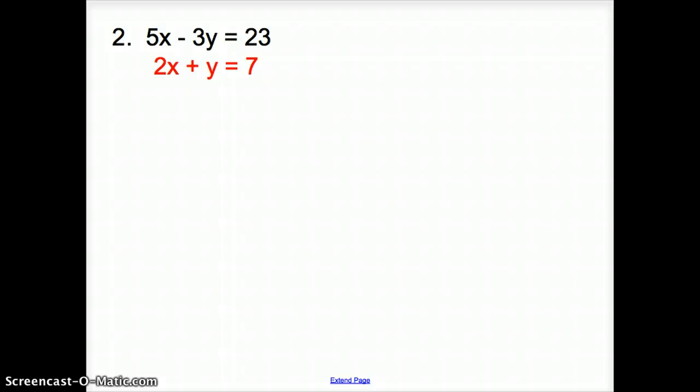Number 2, now we're still using substitution. Sometimes these things won't be solved for. So we have to solve for our variable. So I'm going to look at this red equation. See where this y is by itself? Well, or y is not being multiplied by anything, I should say. I'm going to take this equation and solve it for y. So here I'm just going to subtract the 2x over to the other side. So I'm going to come up with y equals now negative 2x plus 7.